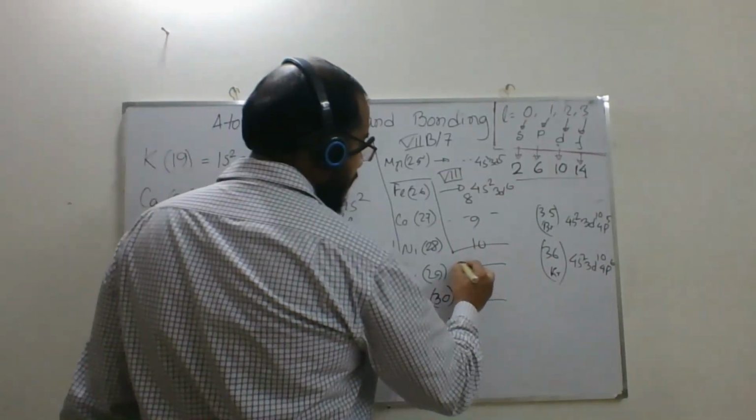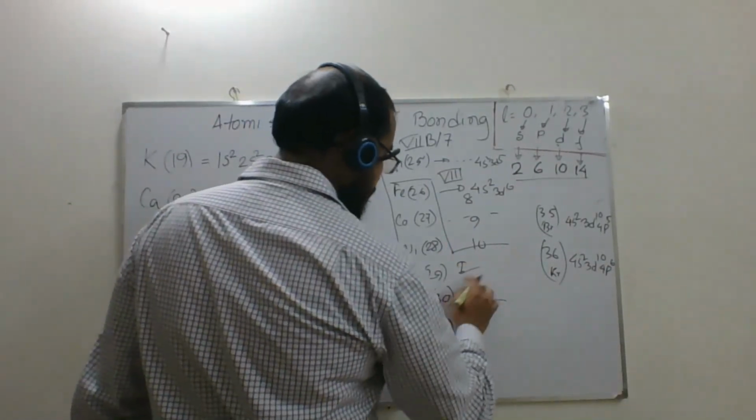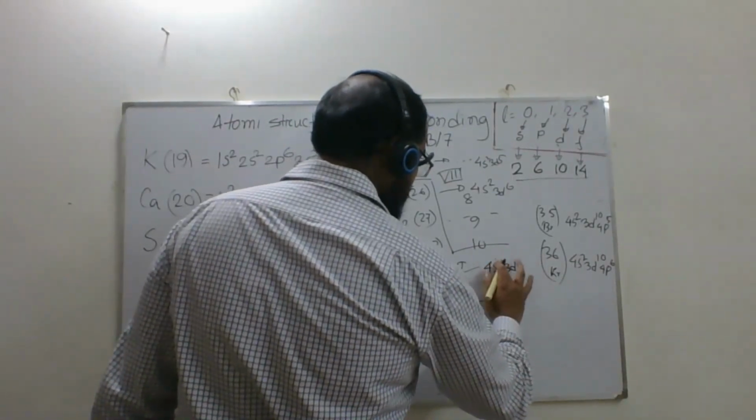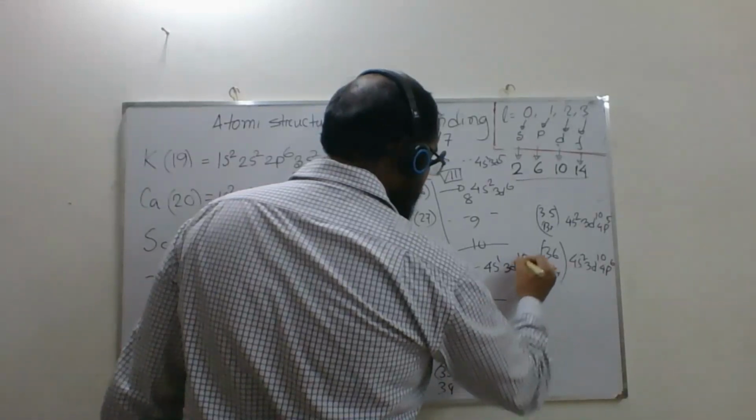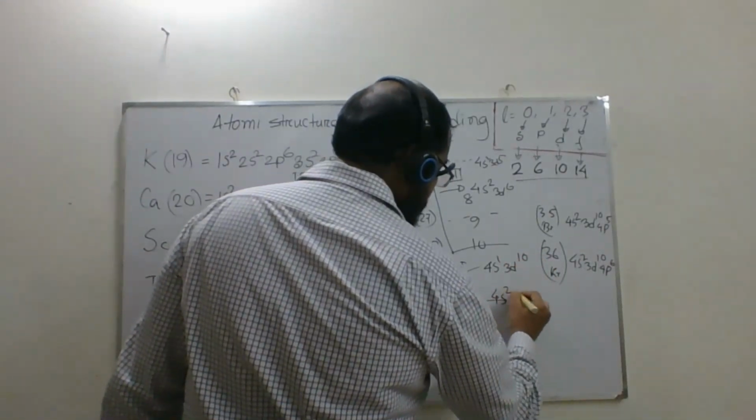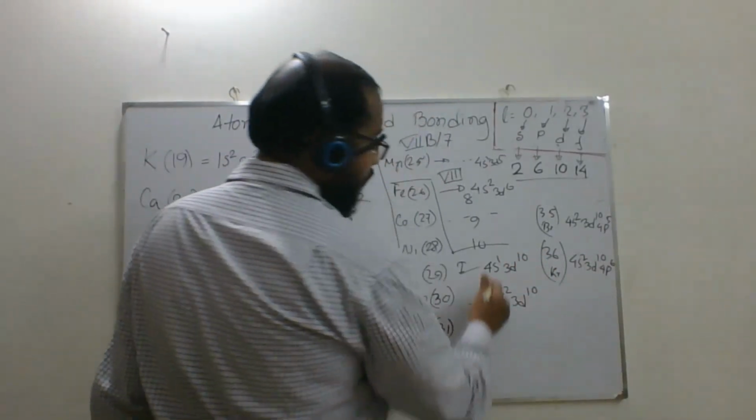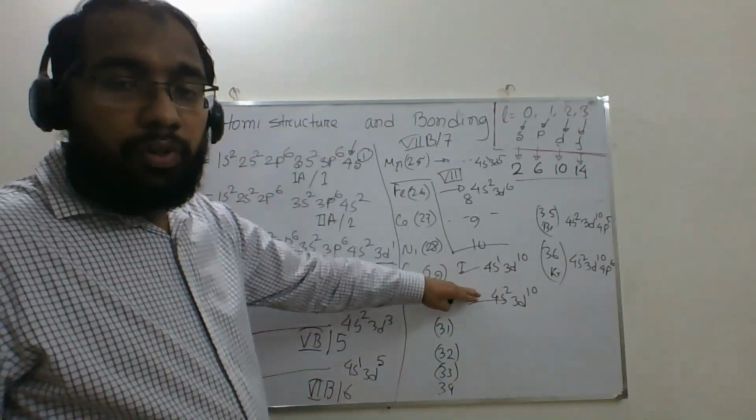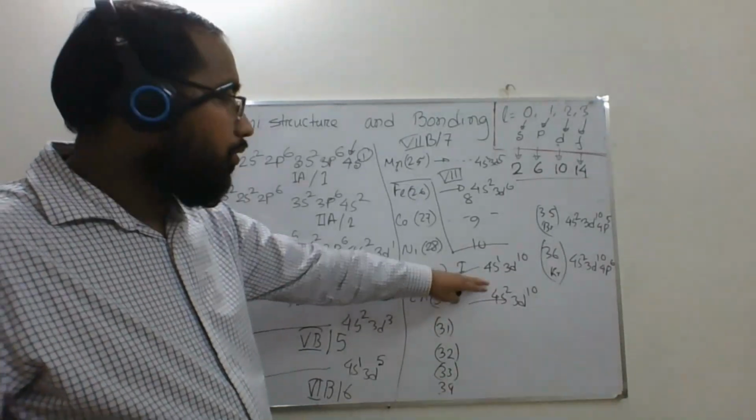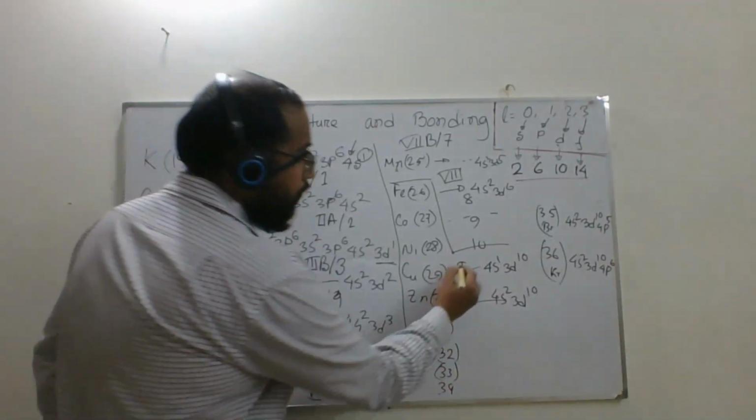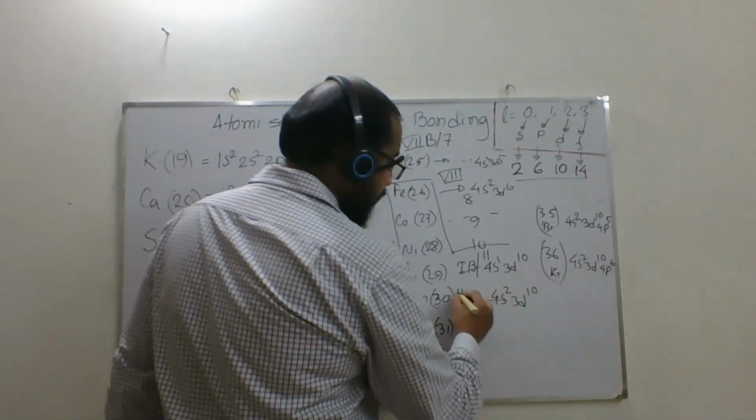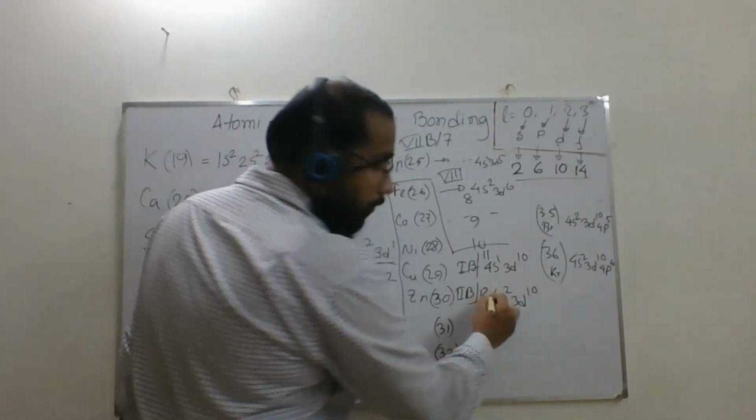And for this one it is 4s1 3d10, and for this one 4s2 3d10. As 3d is 10, in the previous periodic table system we do not count the 3d electrons, so it will be 1B. For the modern it will be 11. For this one it will be 2B and 12.